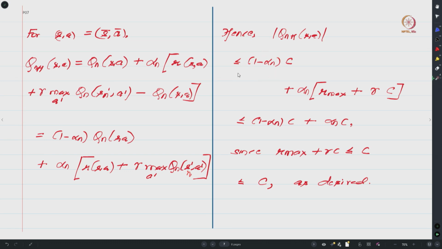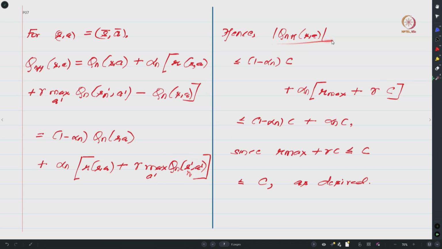right. So 1 minus alpha n will come out as it is, and if I take the absolute value here from our induction hypothesis, it follows that this absolute value will be upper bounded by C. That is what I have written here, and since alpha n is between 0 and 1, I have my alpha n as it is, and here if I take the absolute value, because we are presumed that all the rewards are upper bounded by R max, I end up with R max over here, right. And then gamma times the absolute value of this, and one can show that because the absolute values of these quantities are upper bounded by C, the max of this is actually upper bounded by C as well.